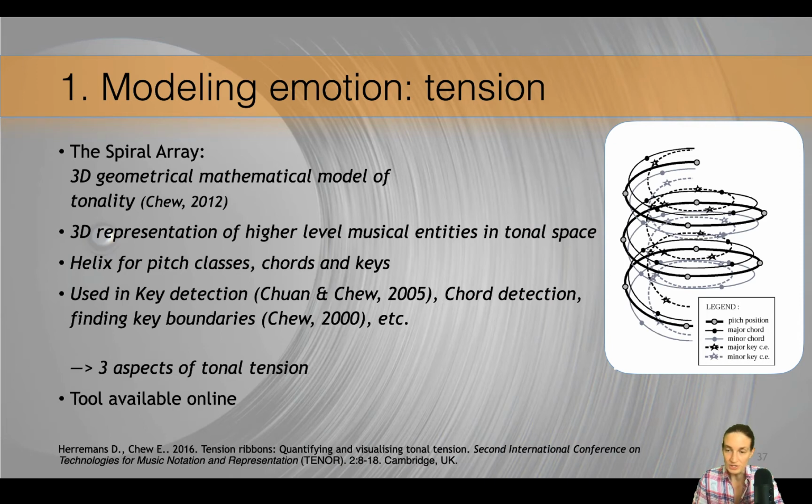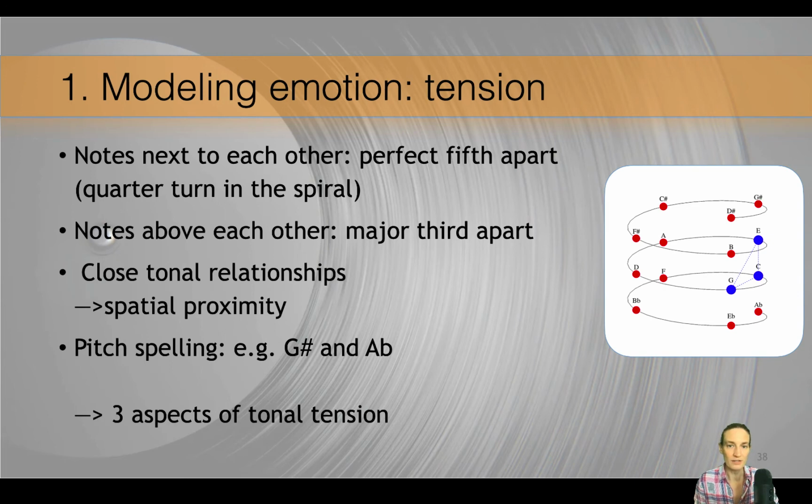On this array, which is depicted on the right, we have 3 helixes, one for pitches, notes, and keys. And each position on this array will represent, let's say, a pitch, key, or chord in this tonal space. And this has been used in the past for things like key detection, chord detection, or finding key boundaries. We have leveraged it for tension.